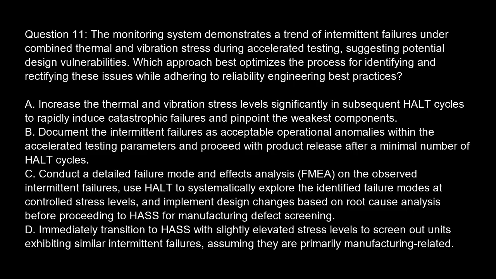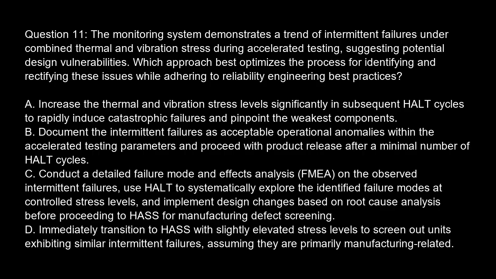Question 11. The monitoring system demonstrates a trend of intermittent failures under combined thermal and vibration stress during accelerated testing, suggesting potential design vulnerabilities. Which approach best optimizes the process for identifying and rectifying these issues while adhering to reliability engineering best practices? Option A. Increase the thermal and vibration stress levels significantly in subsequent HALT cycles to rapidly induce catastrophic failures and pinpoint the weakest components. Option B. Document the intermittent failures as acceptable operational anomalies within the accelerated testing parameters and proceed with product release after a minimal number of HALT cycles.